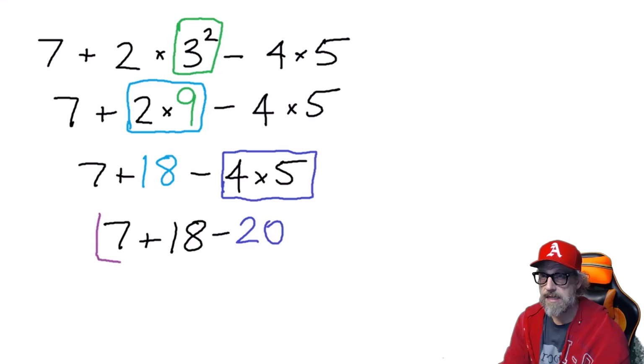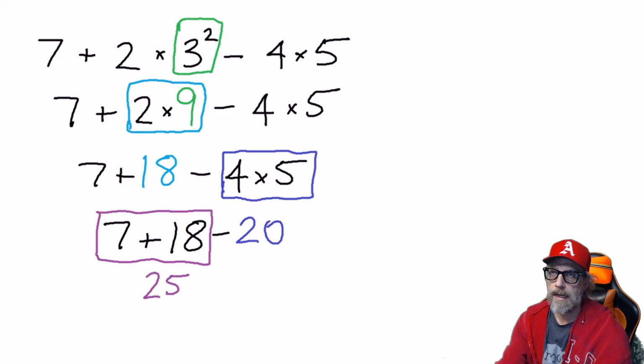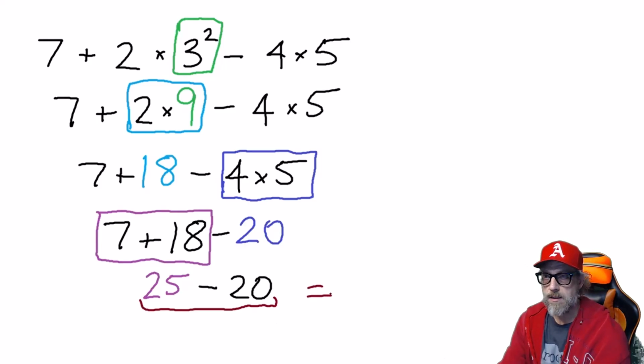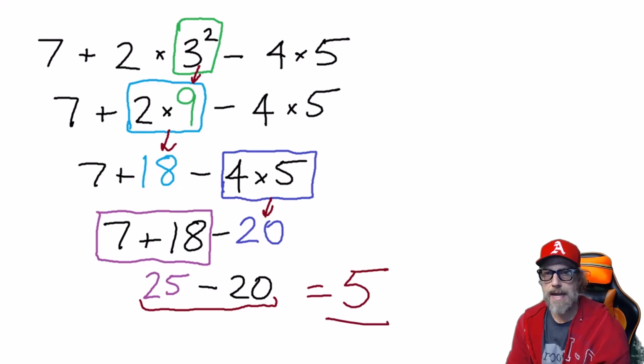I see first 7 plus 18 equals 25, and then bringing down the minus 20 for our last step, 25 minus 20, and that equals 5. A quick check, exponent first. The multiplications look accurate, the recopying looks accurate, so I feel good about that answer, 5.